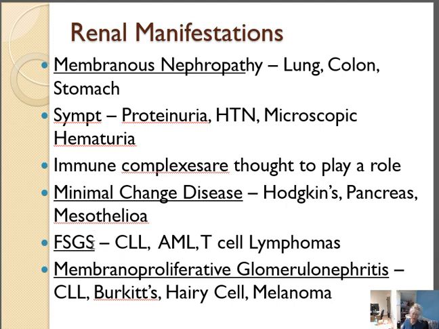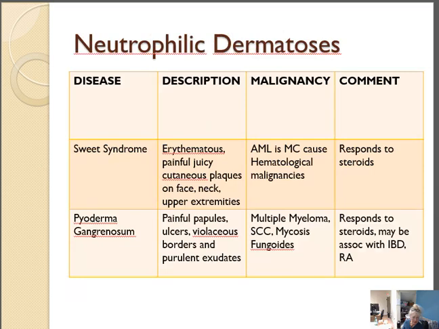Focal segmental glomerular sclerosis can be seen in chronic lymphocytic leukemia, acute myelogenous leukemia, and T-cell lymphomas. This is very bad, focal segmental glomerular sclerosis. This is phenomenally bad. It goes very quickly. They have to be on dialysis right away. The membranoproliferative glomerulonephritis is also seen in chronic lymphocytic leukemia, Burkitt's, hairy cell, and melanoma.